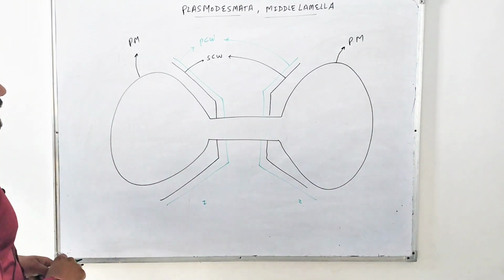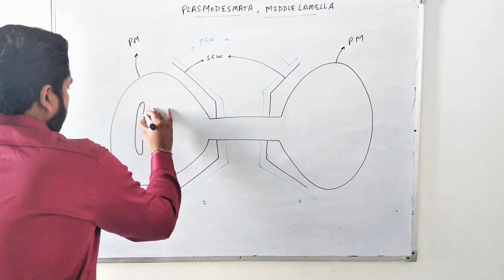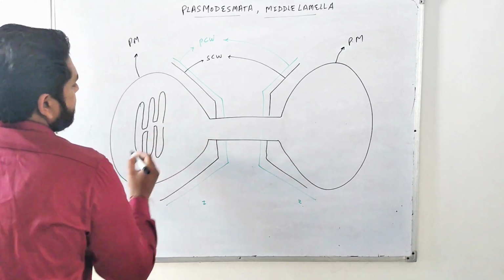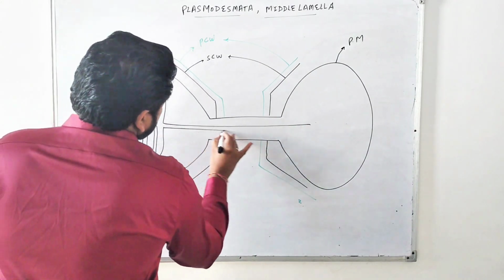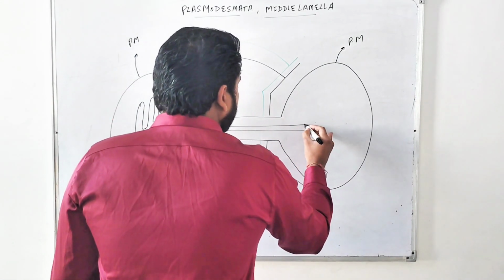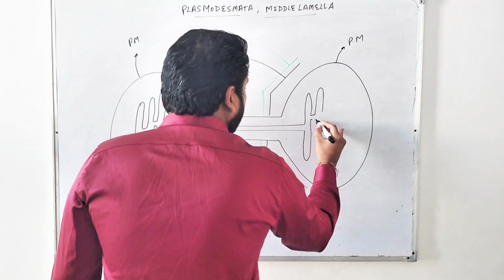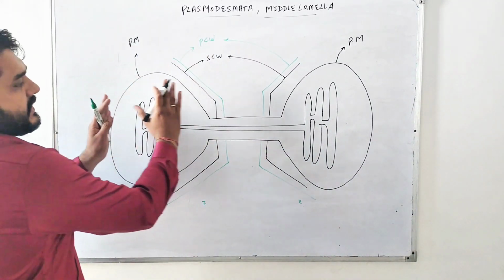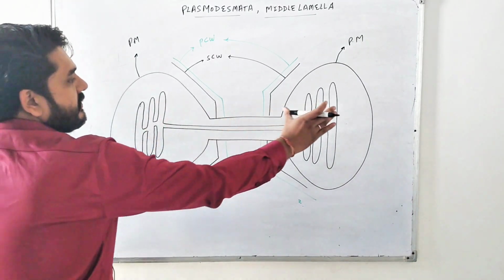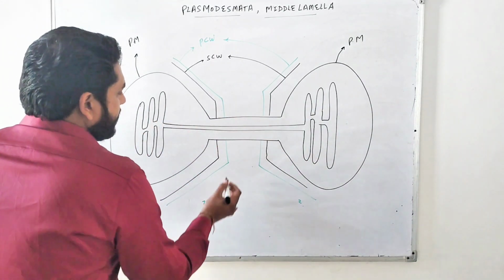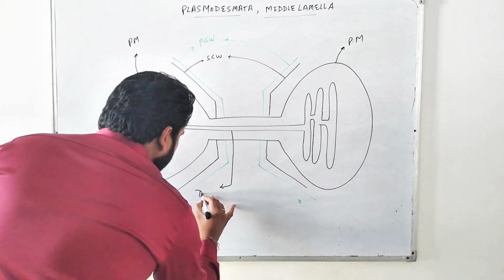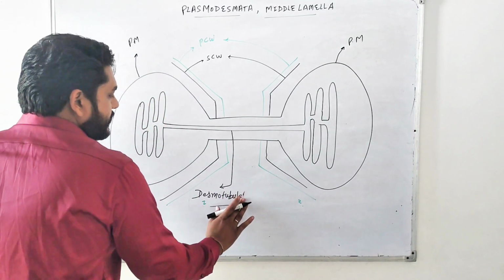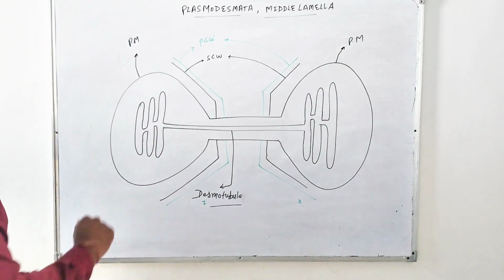Now the ER of this cell. You know ER is the endoplasmic reticulum, and here this is the ER. What type of ER is this? This is smooth ER. The smooth endoplasmic reticulum of this cell is connected with the smooth endoplasmic reticulum of the other cell. And this connection, students, is known as the desmotubule. In the cell biology chapter, you also studied about this desmotubule.